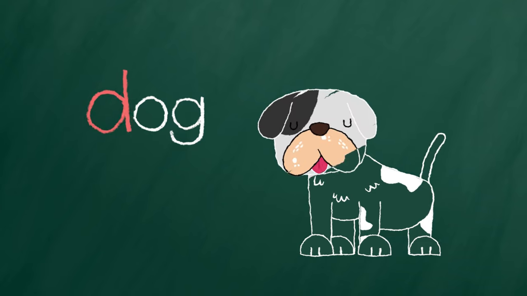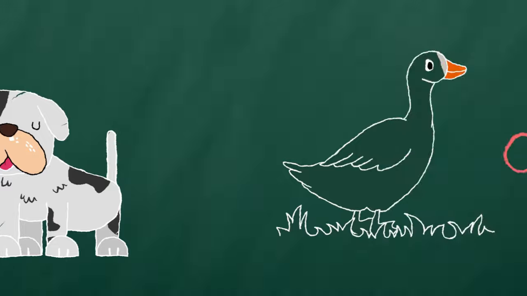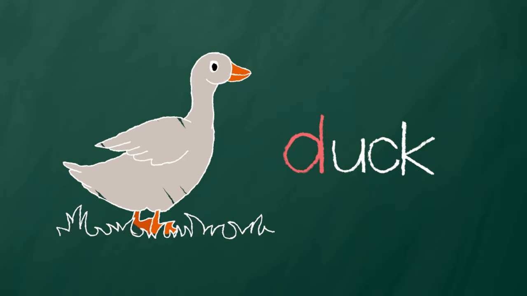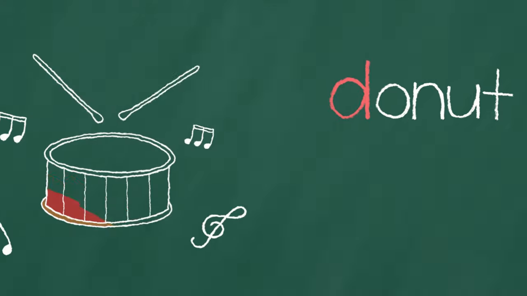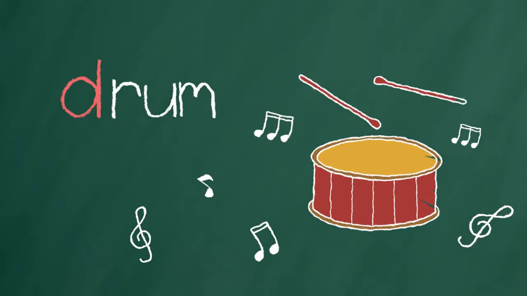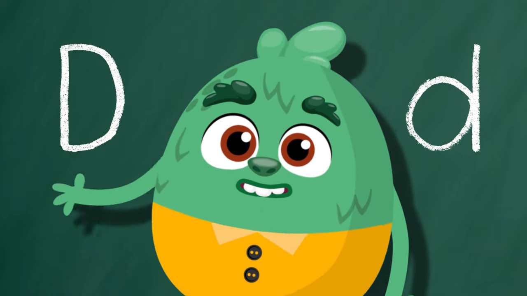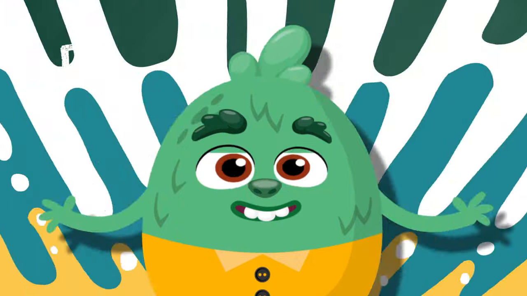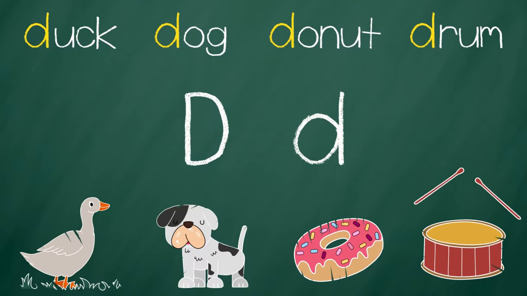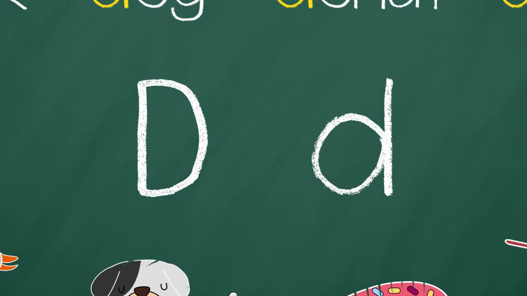Lowercase. D, d, dog. D, d, duck. D, d, donut. D, d, drum. Oh, I know so many words that begin with letter D.